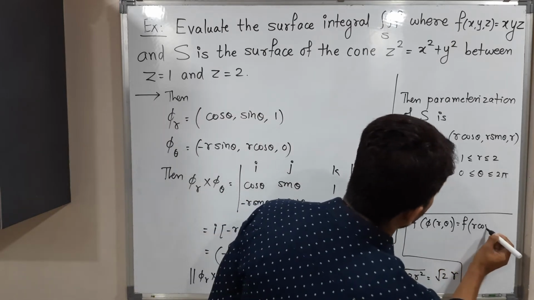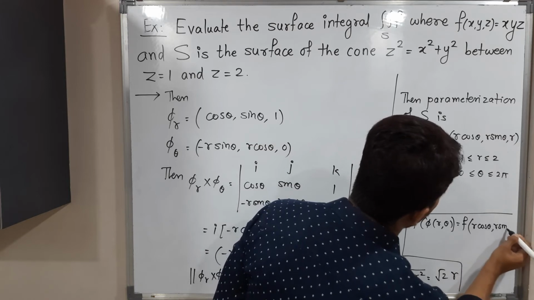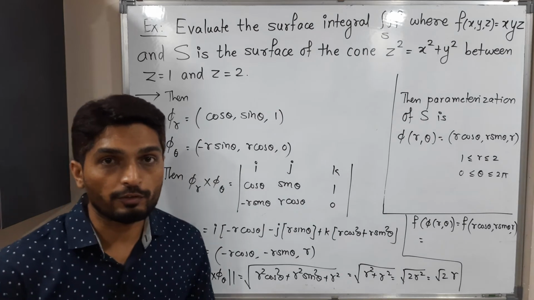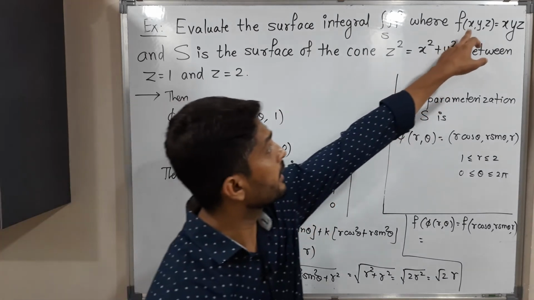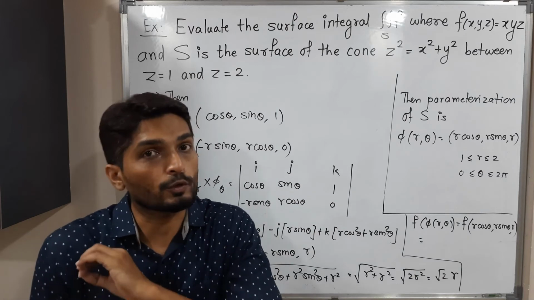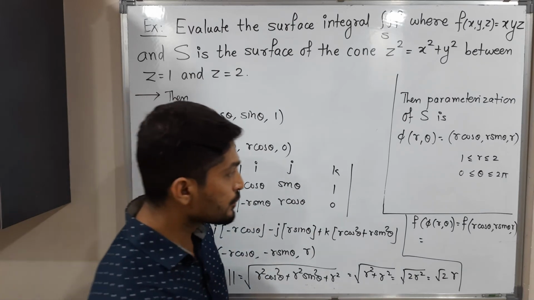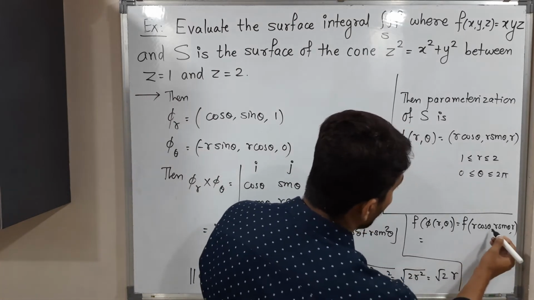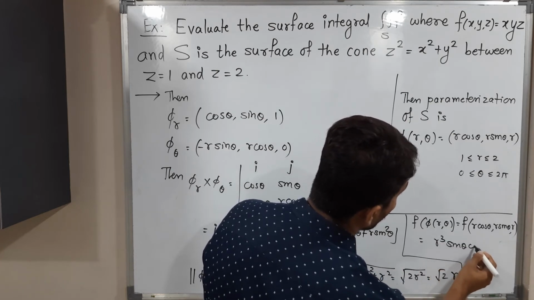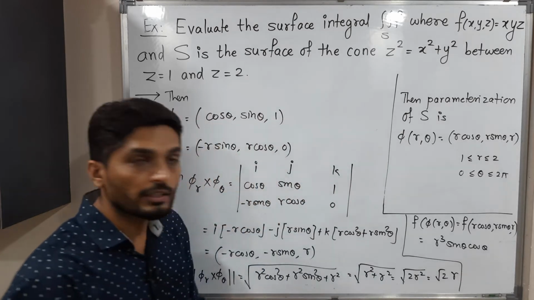R cos theta, r sin theta and r. After that, we have to follow the definition of f. The definition of f says f of xyz is equal to x into y into z. That means simply we have to take the product of all these three components. So if you take the product of all these three components, r into r cube sine theta cos theta. So now everything is ready.